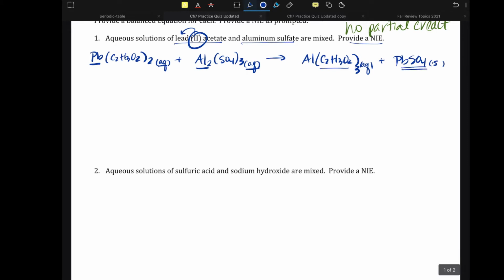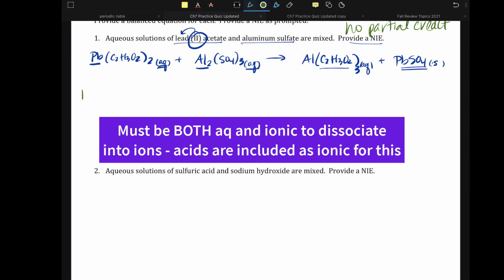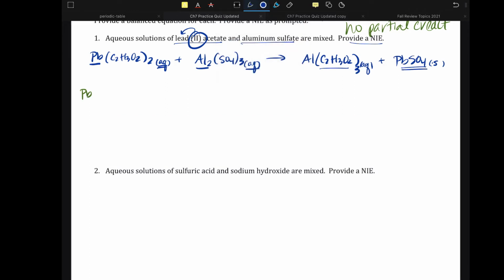So in order to get to the net ionic, what we've got to do is work our way through here and cancel all the things, right? So this is aqueous, it is ionic, so it's going to dissociate into its respective ions, right? So we've got to balance, right? So we have 2 aluminums and none, so we'll put a 2 there, which gives us 6 of those acetates, so we'll put a 3 there and a 3 there, and we're balanced.